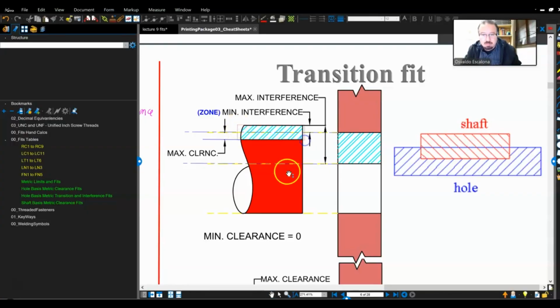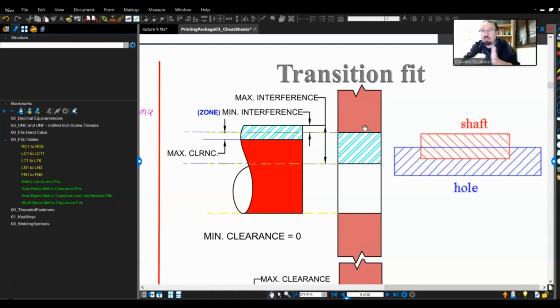If I were to grab that tolerance zone, I can copy it, and drag it to the right, it would overlap. This is called the overlap. And what would that mean? It means that when I have a transition, I actually have a combination of things. I don't really have an interference. I don't really have a clearance. I have something in between, where mathematically, sometimes you will have an interference, sometimes you will have a clearance.